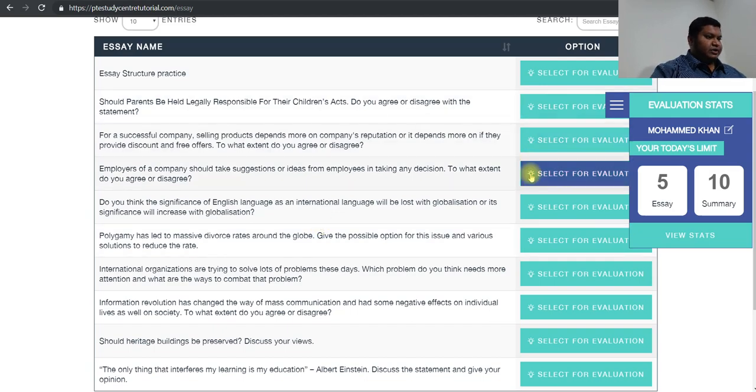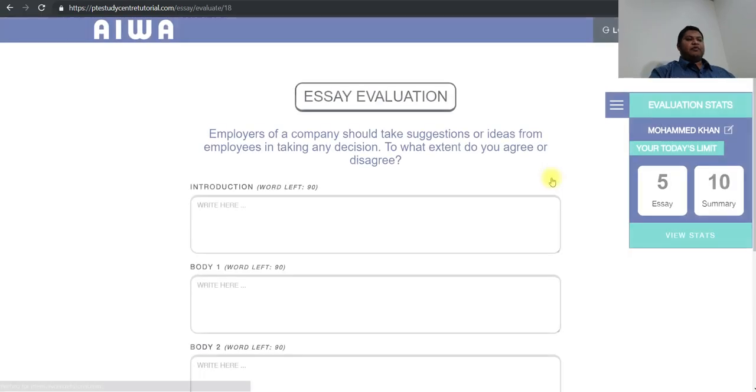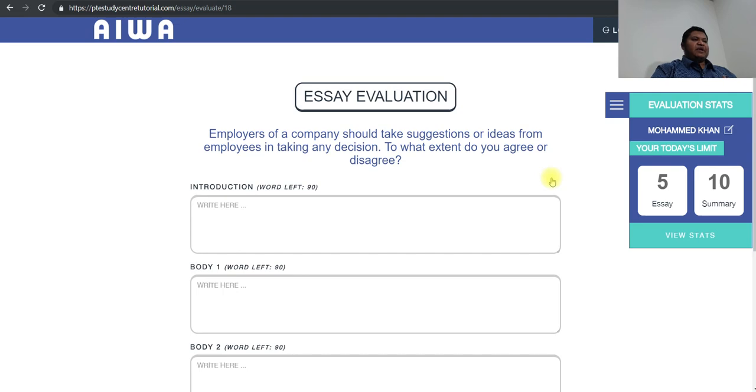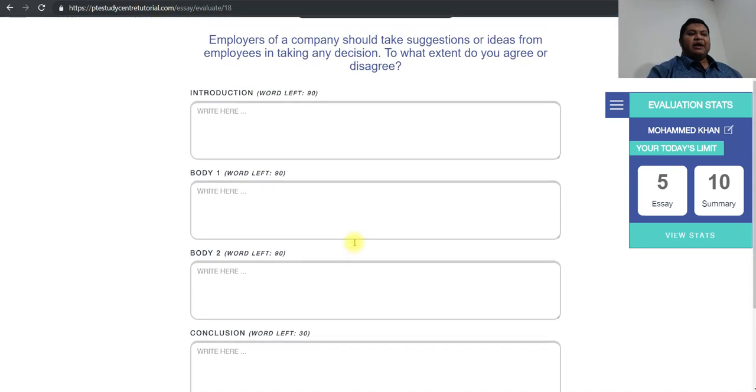Let's just choose this one. Employers of a company should take suggestions or ideas from employees in taking any decision. To what extent do you agree or disagree? I'll just write some general sentences for that so that we can submit quickly and we can see what's going on. Now, obviously, you can see for each and every section of your essay, there is a word limit given.